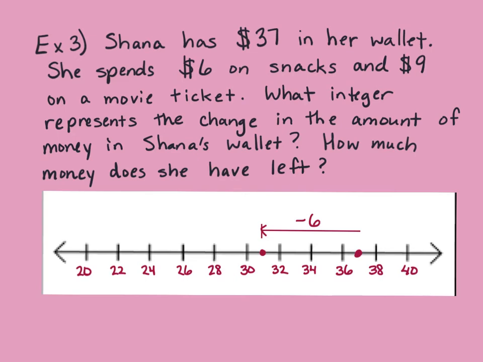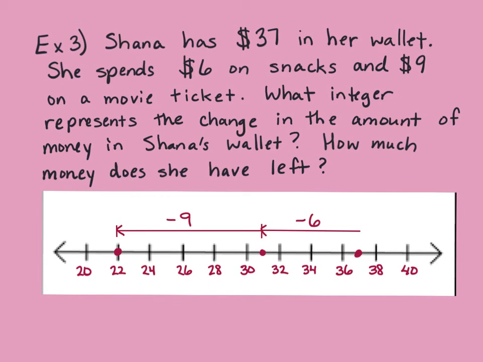Now we're going to show spending $9 on a movie ticket, so she's going to have even less money. So we're going to go to the left on a number line again. So we're going to subtract 9. She went 9 to the left on a number line, which meant that she lost $9 more from her wallet, and arrives here at 22.